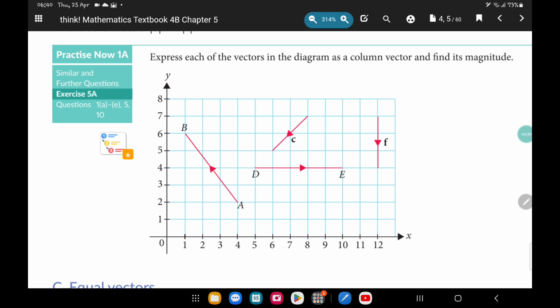Now given the question that you see, practice now 1A on the screen, can I get you to attempt to actually state the column vector of all the vectors that you see on the screen right now. Can you state for me the column vector for all the 4 vectors that you see on the screen right now? Pause this video and try.